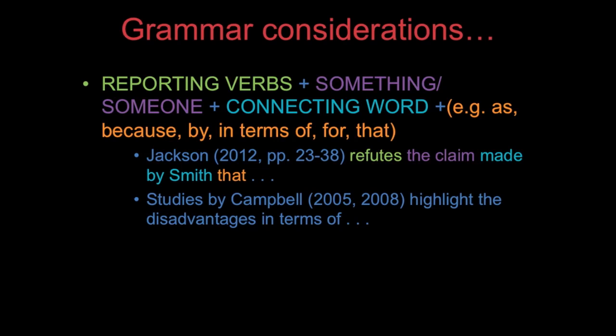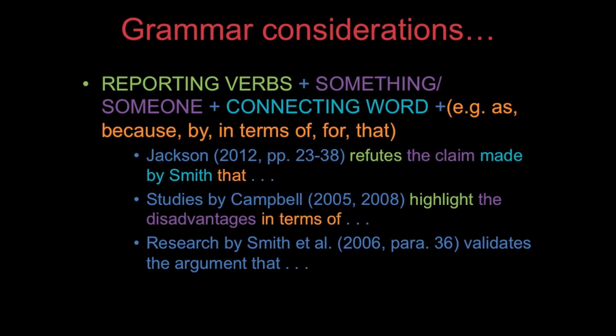In the next example, the studies are highlighting in the present tense. The object of the disadvantages and then, in terms of, introduces the means of how the studies highlighted these things. Finally, the research validates, which is the reporting verb, the object, which is the argument. And that introduces the information that the argument consisted of.